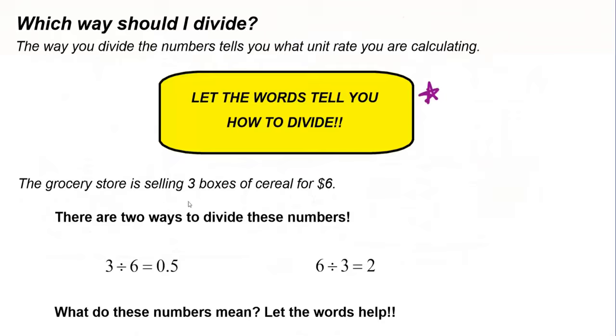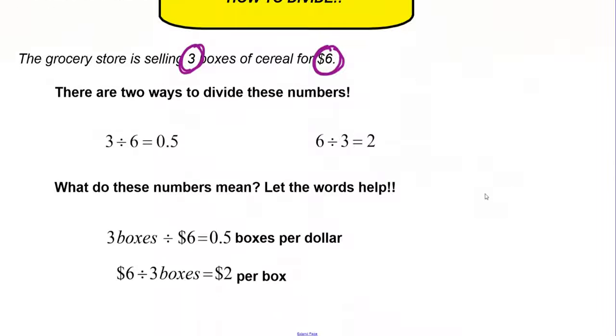The grocery store is selling 3 boxes of cereal for $6. There's actually 2 different ways to divide these numbers. I could take 3 divided by 6, or I could take 6 divided by 3. And those are going to give me 2 different answers. So if I take 3 divided by 6, you get 0.5. Or if I take 6 divided by 3, I get 2. So what do these numbers mean? Let the words tell you what you found.